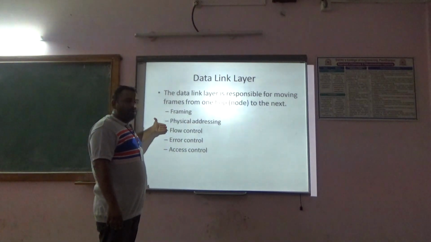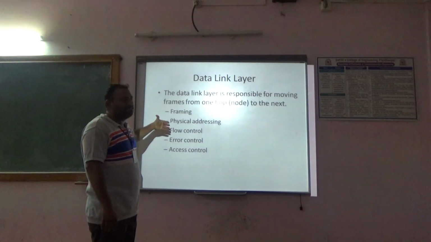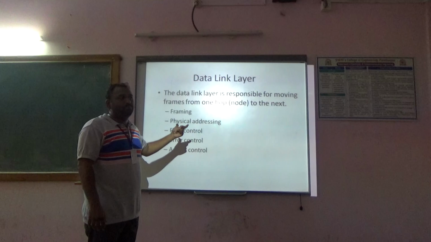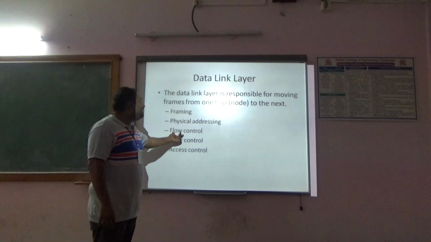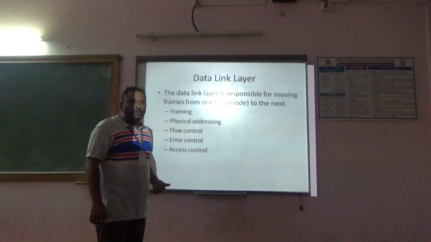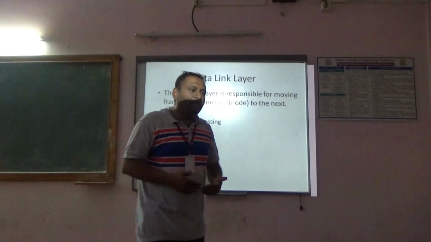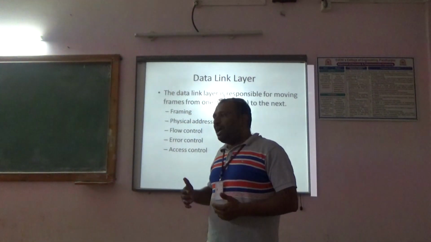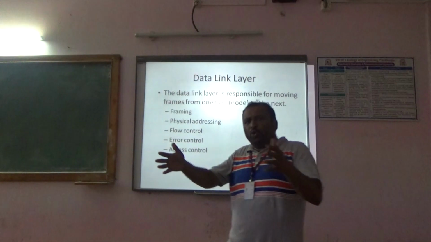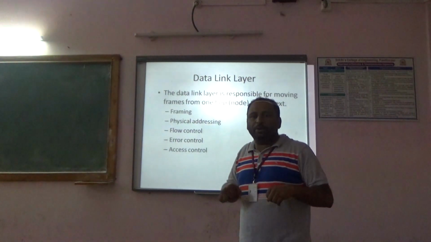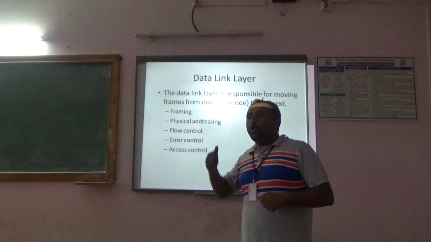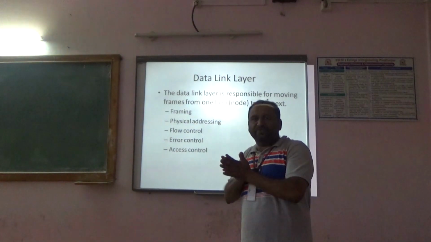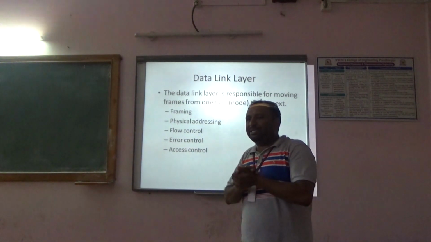Secondly, the third parameter or third major role played by the data link layer is flow control. Now why is flow control required? Because there are several nodes connected into the network. Not necessarily all nodes are of the same specification. Now let me give a simple example.